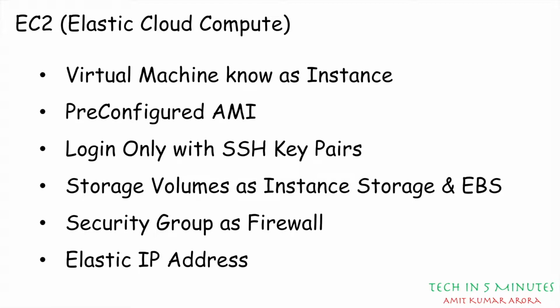can have Windows. And those different flavors, or you can say different kinds of operating systems, are pre-configured in a system called AMI. So AMI is an Amazon Machine Image, where we have a pre-configured operating system, and we just need to launch that machine, or launch that AMI, to run a virtual machine.